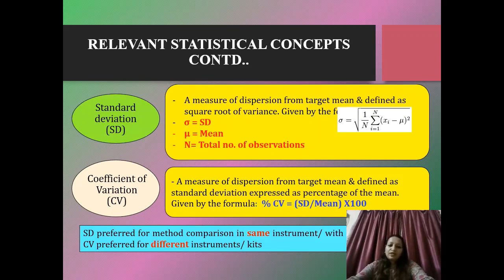So when we are using the same instrument but two different methods in the same instrument to observe variance of values, the standard deviation is preferred, but the CV percentage is more preferred when we are going for different instruments or kits.